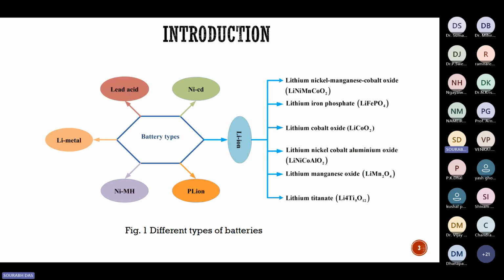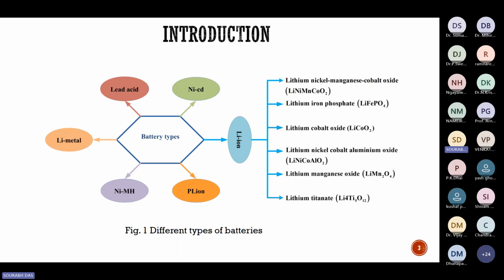So first, we have to know how many types of battery are available in the market. So batteries are broadly categorized based on the chemical material used in them. These materials determine the battery's energy density, lifespan, cost, and the specific application. So figure 1 shows the different types of battery. So first is lead acid battery.